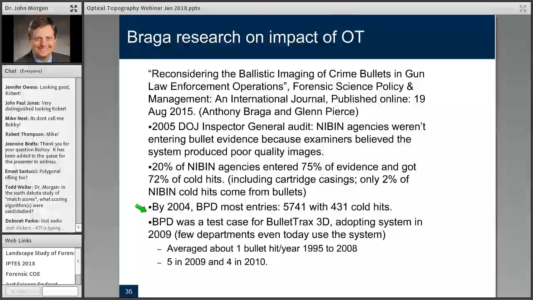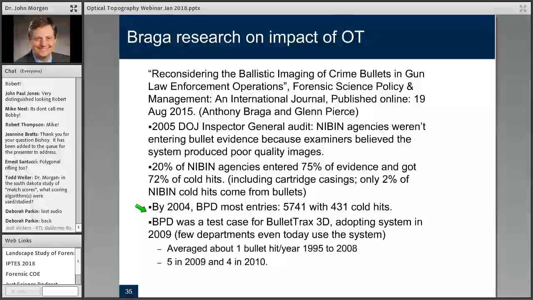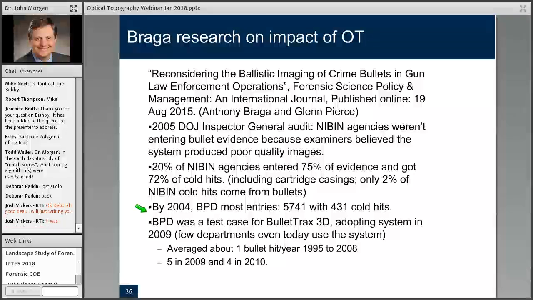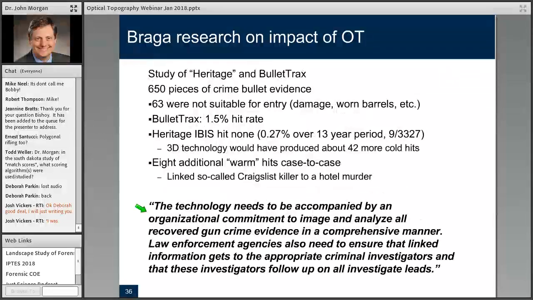But anybody who has a brass track system who isn't using it to its fullest extent and really aggressively putting in that evidence is really missing out on the full capability that NIBIN can offer these days. And further, it's worth it to be looking at bullets as well. The bullet track system has allowed Boston, after they adopted it in 2009, to go from about 1 bullet hit per year in the 13 years before that to 4 and 5 in 2009 and 2010 under Braga, and that was part of Braga's research study. And I encourage you all to take a look at his stuff.